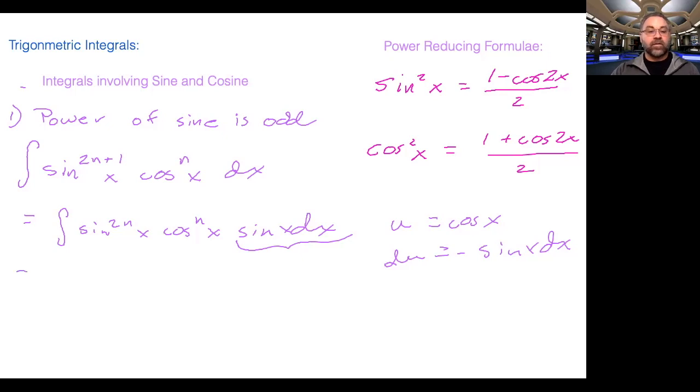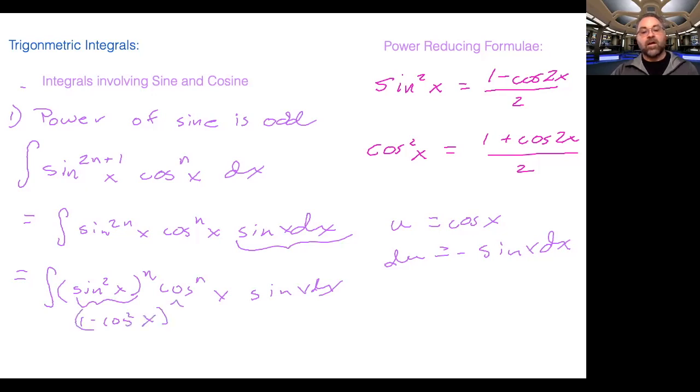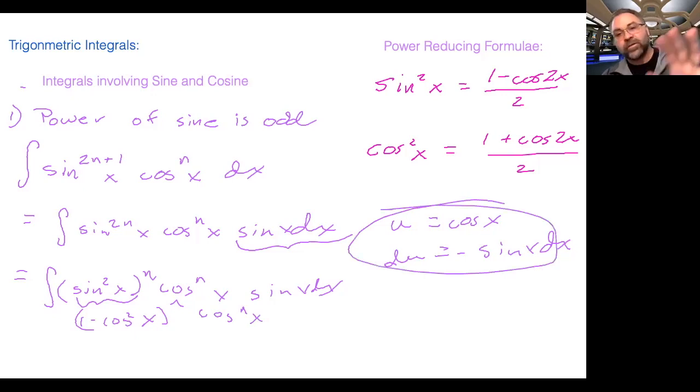Because this is sine squared x to the nth power times cosine to the nth power of x sine of x dx, and you can see this sine squared right here, that's 1 minus cosine squared. Now everything in here is in terms of cosine, and so this u substitution works really well. Don't worry, I'll do an example with numbers and not the indices in a minute.